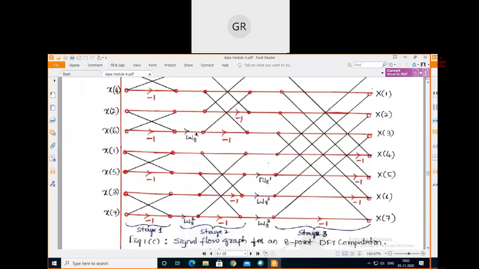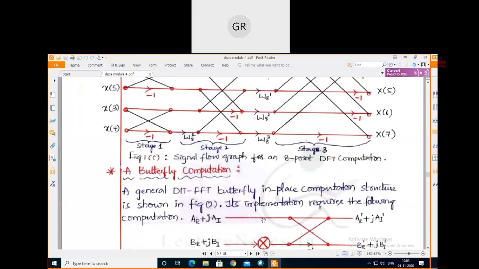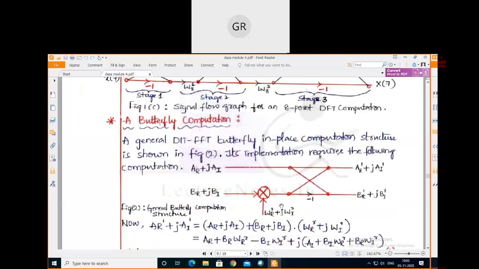W4 to the 0, W8 to the 1, W8 to the 2, W8 to the 3, like that. The twiddle factor is a complex value, real and imaginary: WR(r) plus j WI(r). And minus 1 here. The outputs are AR' plus j AI', BR' plus j BI'.